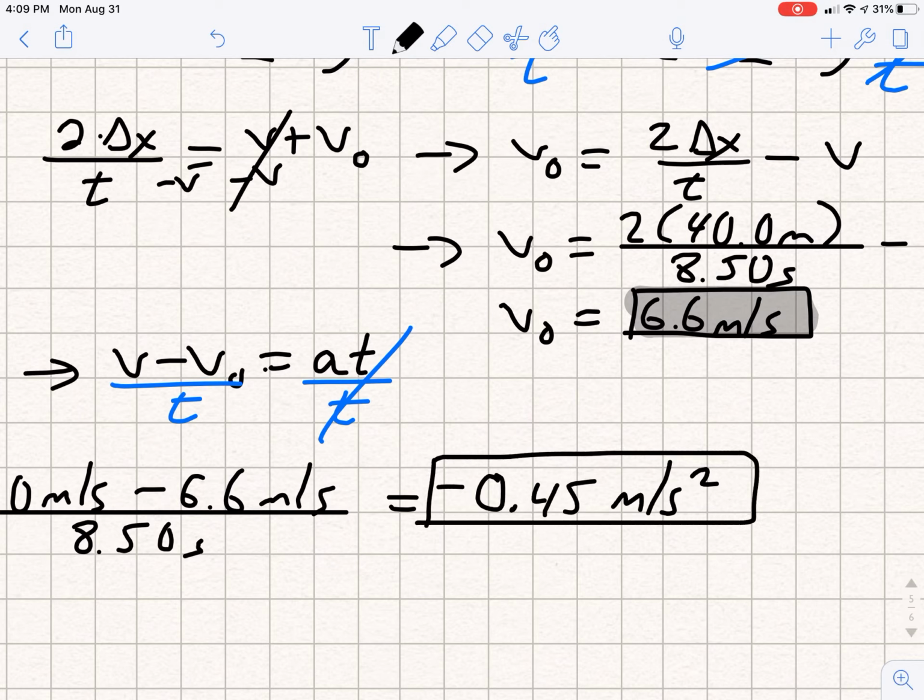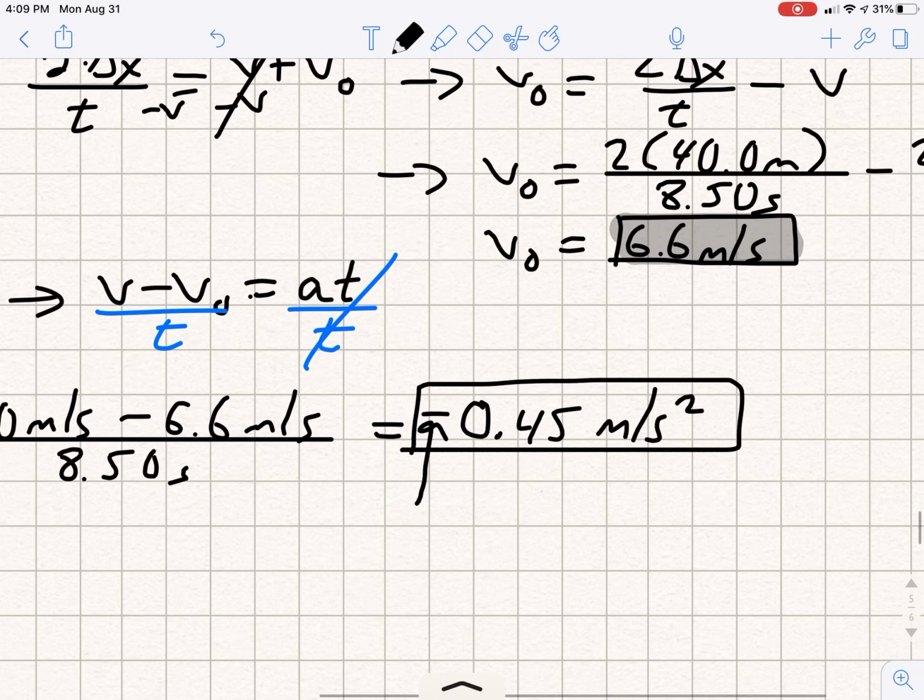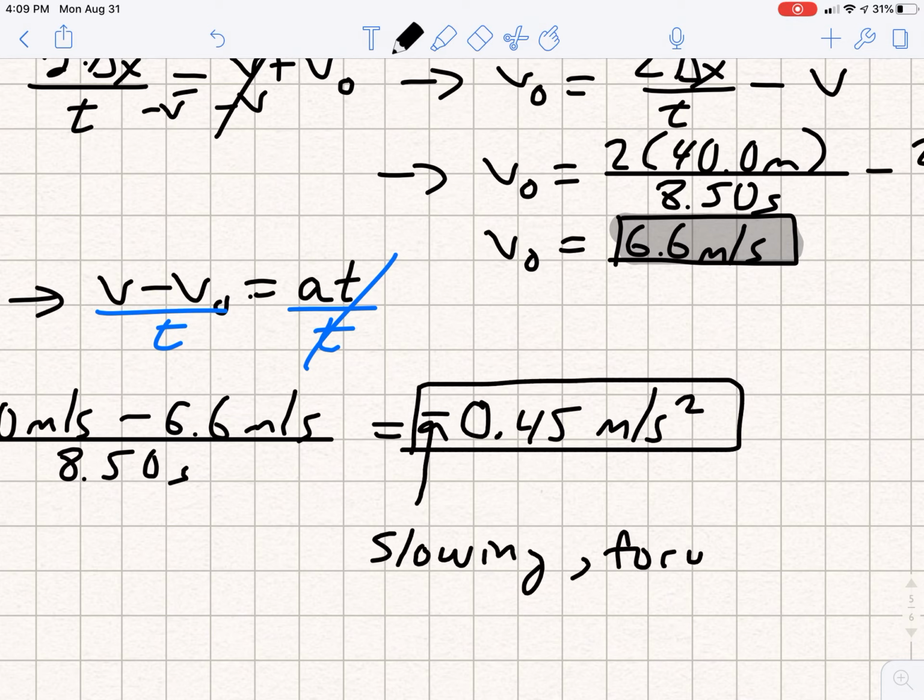What this basically means, this negative means two things. One, the object is slowing down. Two, it's moving forward. Those two things are symbolized by that negative acceleration.